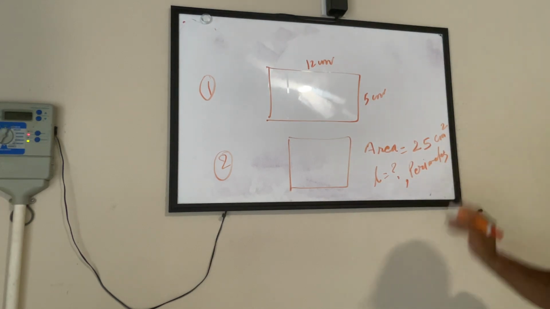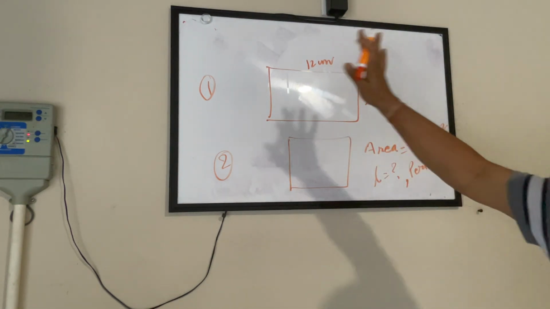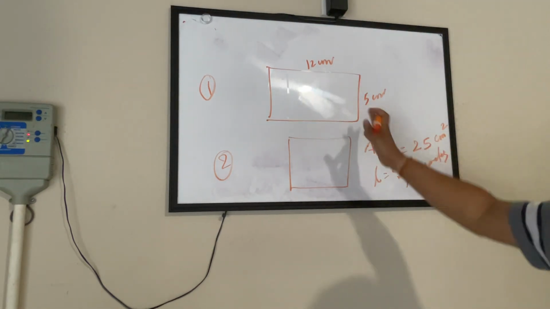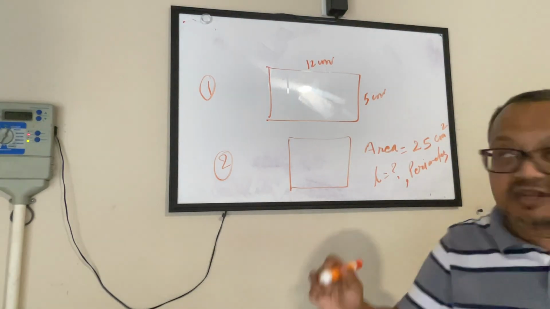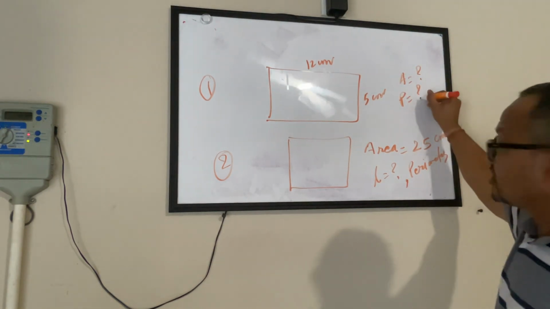I want you guys to solve these two sums. First sum is, there is a rectangle with length 12 centimeter, width 5 centimeter. Find out the area and the perimeter. Area equal to what? Perimeter equal to what?